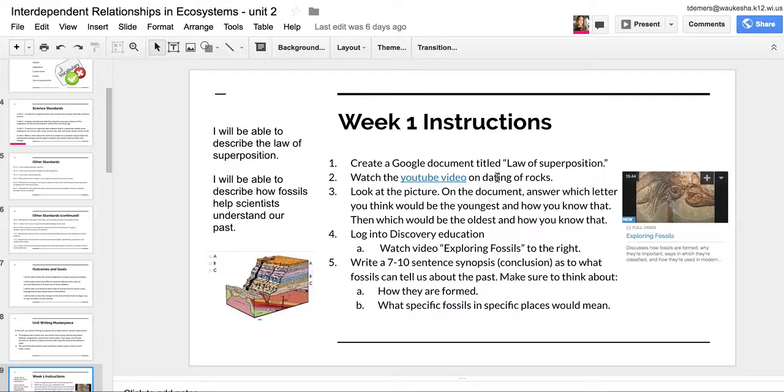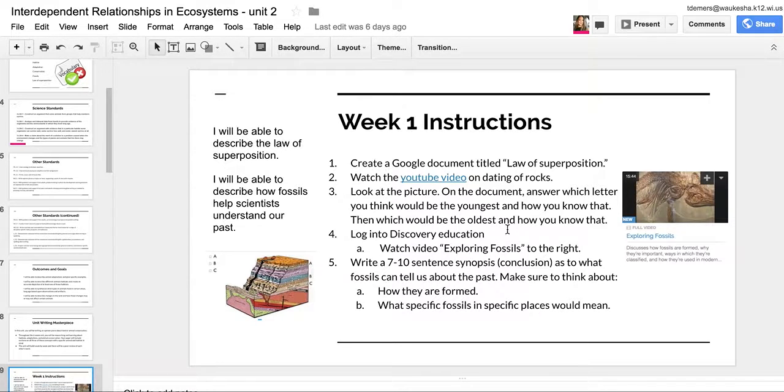The first thing that I want you to do is you're going to create a Google document titled Law of Superposition. Then you're going to watch this YouTube video on the dating of rocks, which is going to talk about the law of superposition and finding different fossils within those. Then you're going to look at the picture right here.